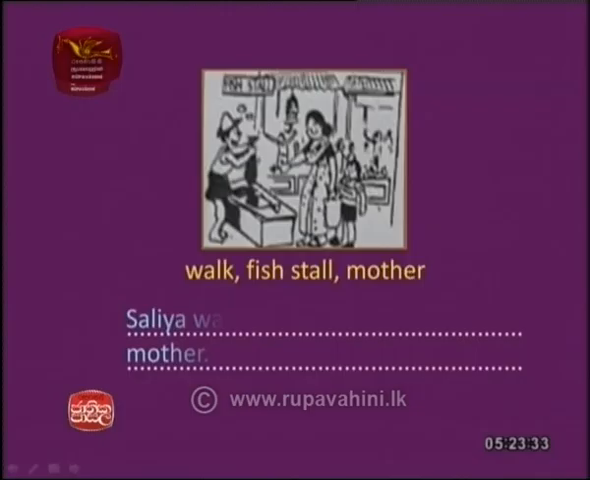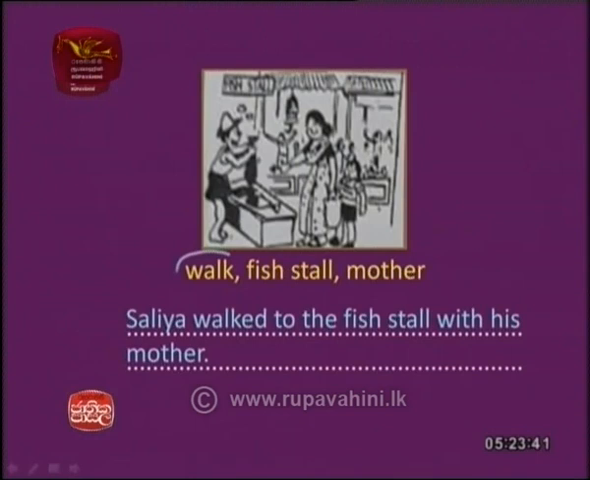The next one: walk, fish stall, mother. So Salia, the verb is walk. Where to? Fish stall, with his mother. Salia walked to the fish stall with his mother. Children, the same structure is there, yes. With his mother.